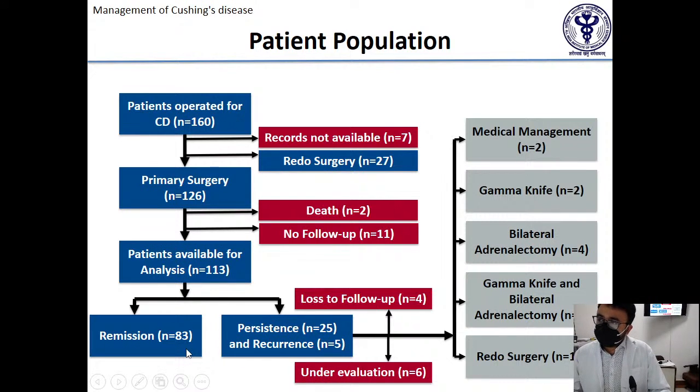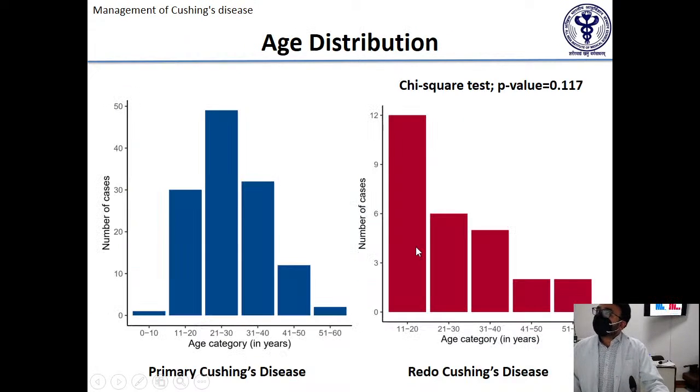And remission was seen in 83 patients. In 25 patients there was persistence, and in 5 patients there was recurrence. And these were further subjected to either redo surgery, gamma knife, bilateral adrenalectomy, or medical management.